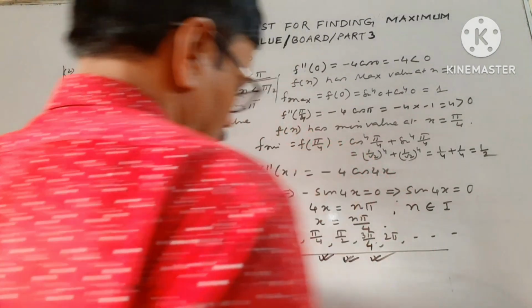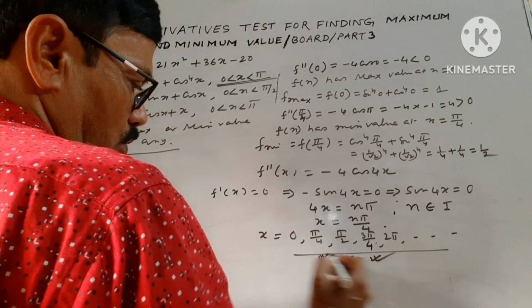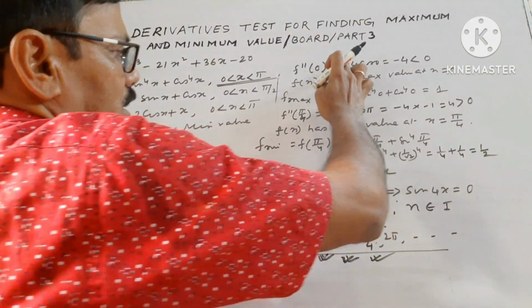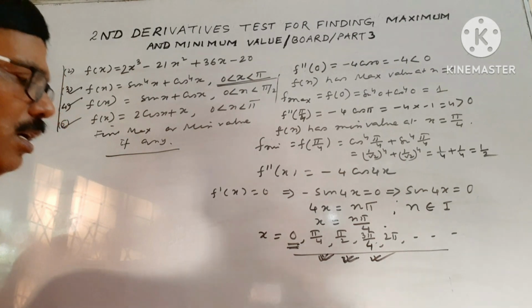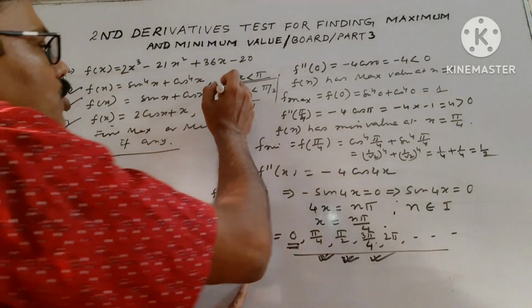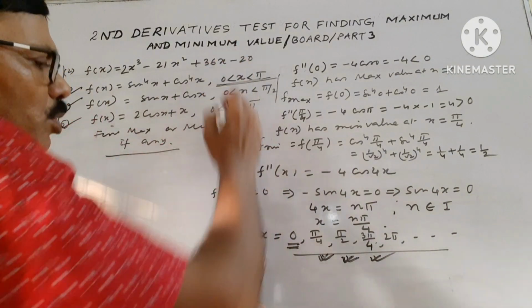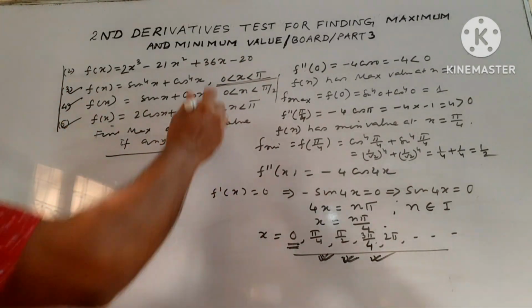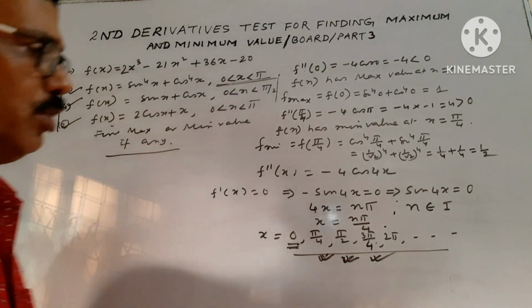Now look, you have to verify pi by 4, pi by 2, not 0. This one, 0, is not in the interval, 0 is not included. So no need of finding 0. But if it is given that 0 less than or equal to x less than pi, then you have to take 0.